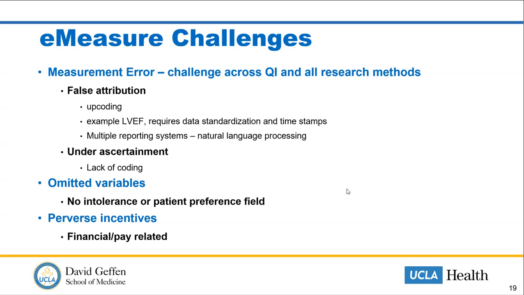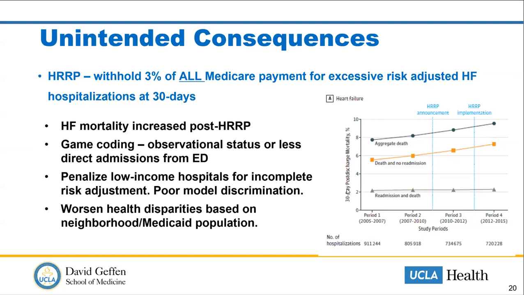And then an e-measure can have perverse incentives. Maybe there's financial or pay related incentives for what you're doing or documenting. So one example Dr. Foner and I like to discuss are the unintended consequences of the hospital readmission program. So this was mostly led by the Yale group in terms of helping CMS create policies to improve quality. And the idea was that, why are people being discharged from the hospital and 20% of the time coming back within 30 days? It's a very high rate.